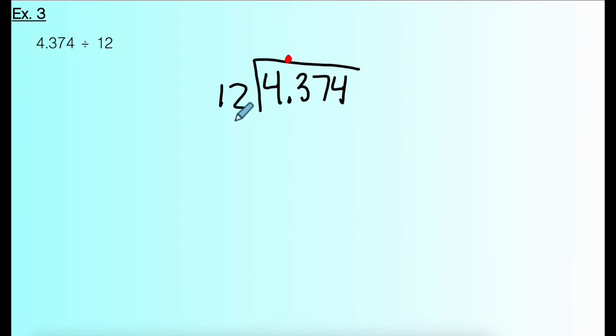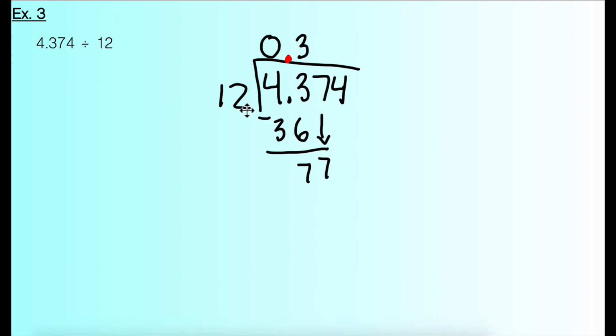All right, can 12 go into 4? No, it can go in 0 times. Can't go in at all. Can 12 go into 43? Yes, it can. 12 can go into 43 3 times. Line it up. 12 times 3 is 36. 43 minus 36 is 7. I'm going to bring down this second 7.